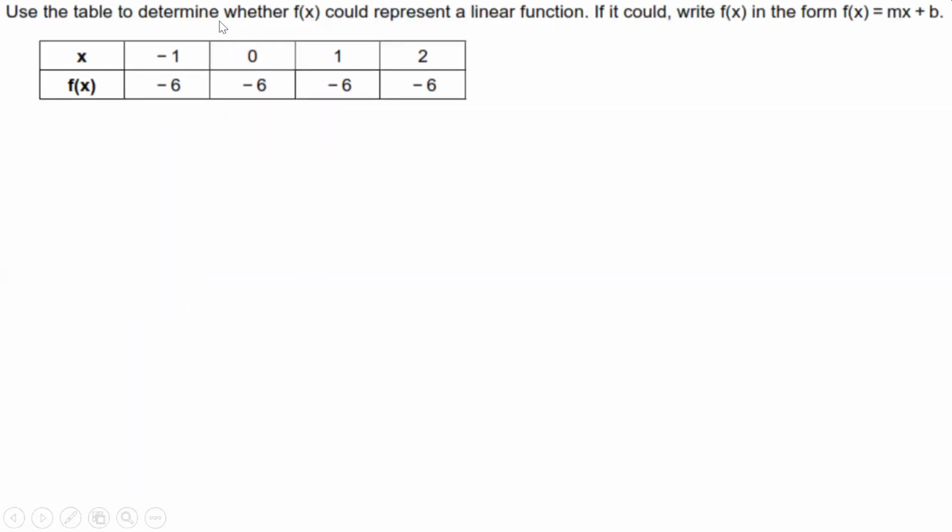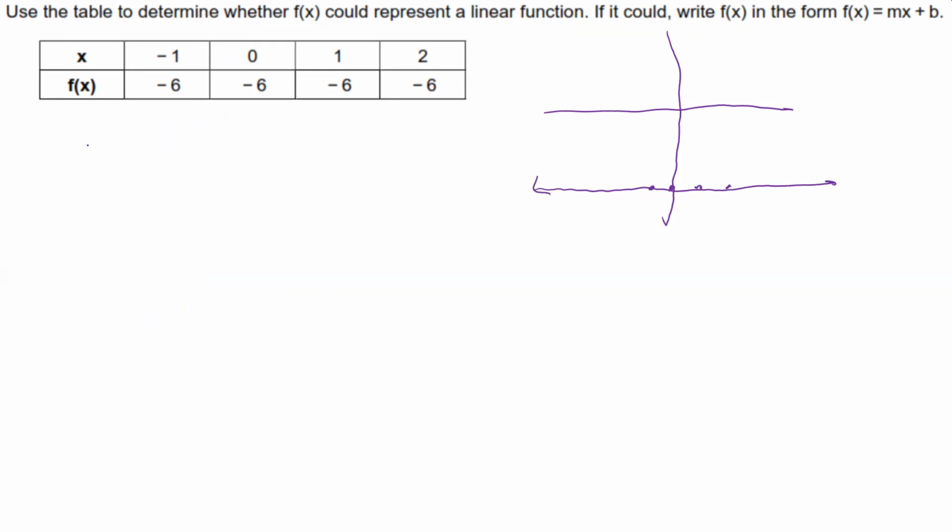All right, what about this one? Determine if it can represent a linear function. Well, this one is going to be kind of obvious because it looks like it's a constant function. So at negative 1, we have a negative 6. At 0, we have a negative 6. At 1, we have a negative 6. And at 2, we have a negative 6. So it looks pretty linear to me in that case.